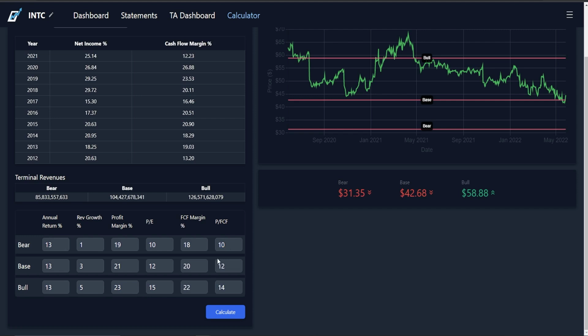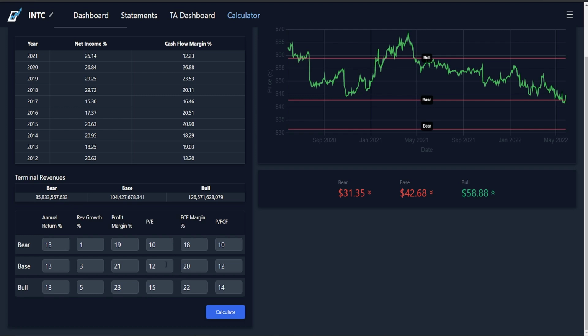And then for the base case, I gave them 13% for all of them. So 3% revenue growth, 21% margins, and that's even lower than net income margins for the past few years. So you still want to be conservative even on your base case. You should be a little bit conservative because anything can happen. Like we could go into a recession. Anything could happen. Yep. And mess those margins up.